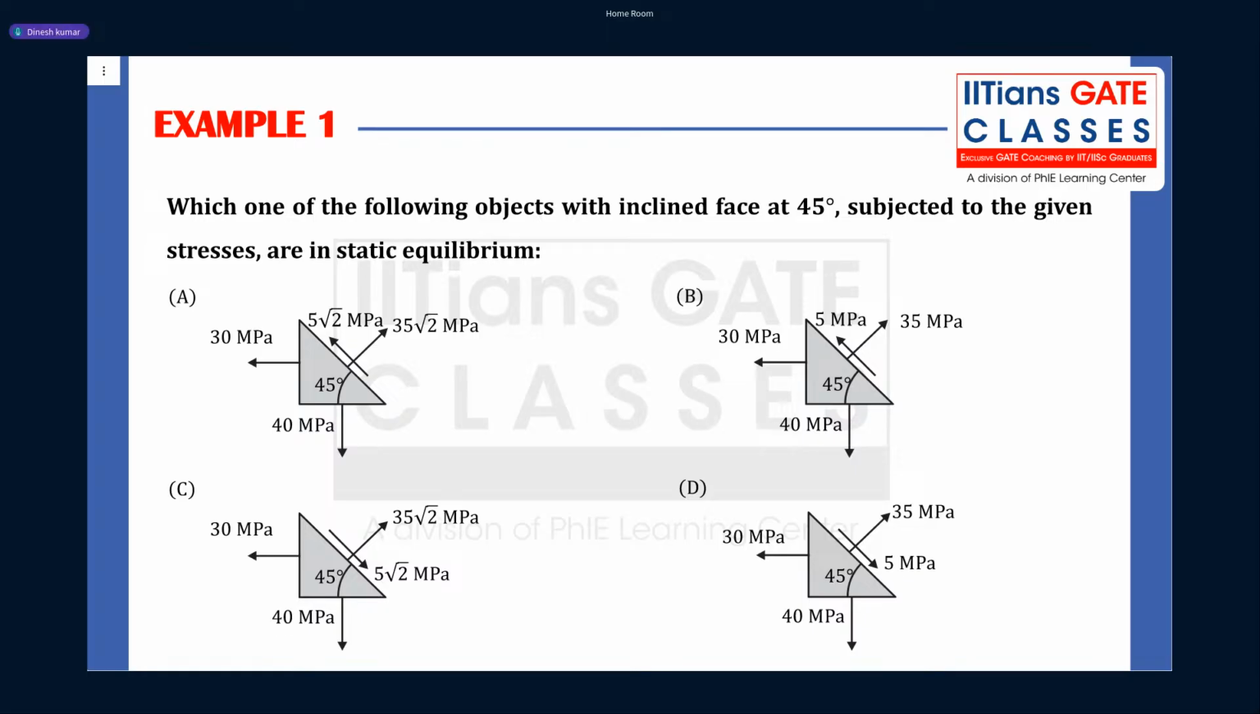So, guys, what is common in all options? Read the question first, guys. What it says: which one of the following objects with inclined face at 45 degrees, subjected to the given stresses, are in static equilibrium? Right. So you have to find which one of these triangular stress systems satisfies equilibrium. So what is common in options A, B, C, D? What is common? Raman, Puneet?